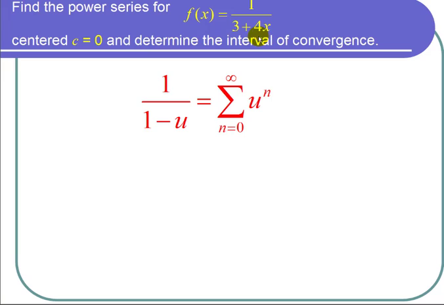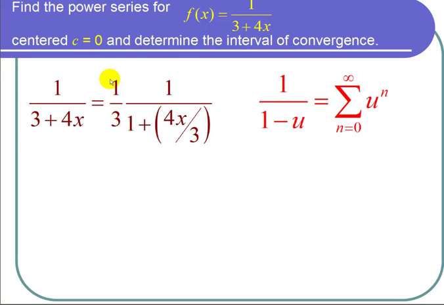And I can apply a little algebra to make my 1 over 3 plus 4x look like a 1 over 1 minus u. So first, I want a 1 instead of a 3 in the denominator. So the trick is I can just factor out a 1/3. And what I get is 1/3 times 1 over 1 plus 4x over 3. Notice when you multiply the 3 through, we get our 3 plus 4x.